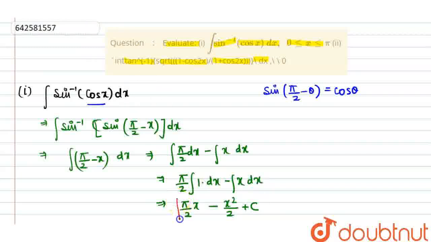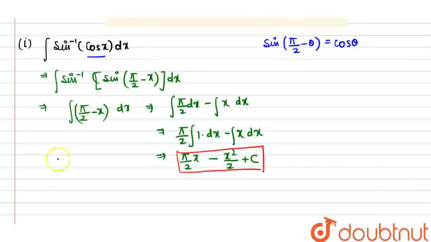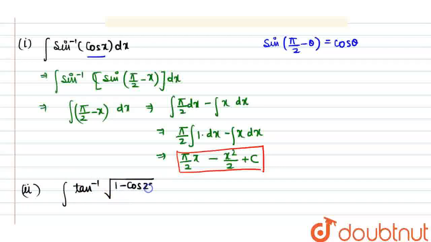So we can say integration of the first part of the question is pi by 2 x minus x square upon 2 plus c, where c is the integration constant. Second part of the question is integration of tan inverse under root (1 minus cos 2x) upon (1 plus cos 2x) dx.